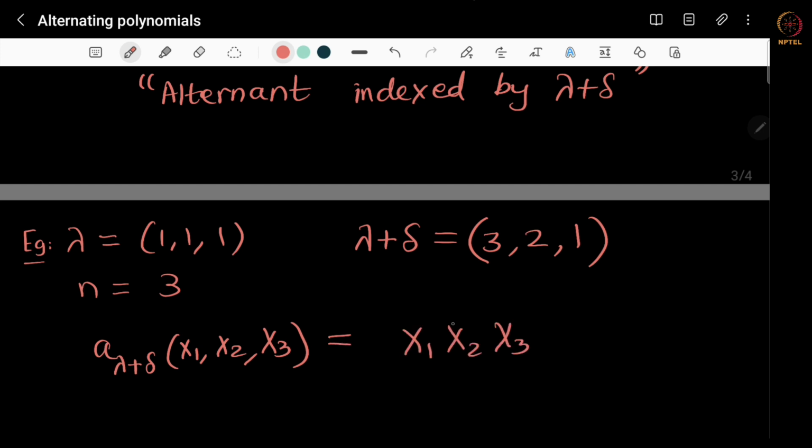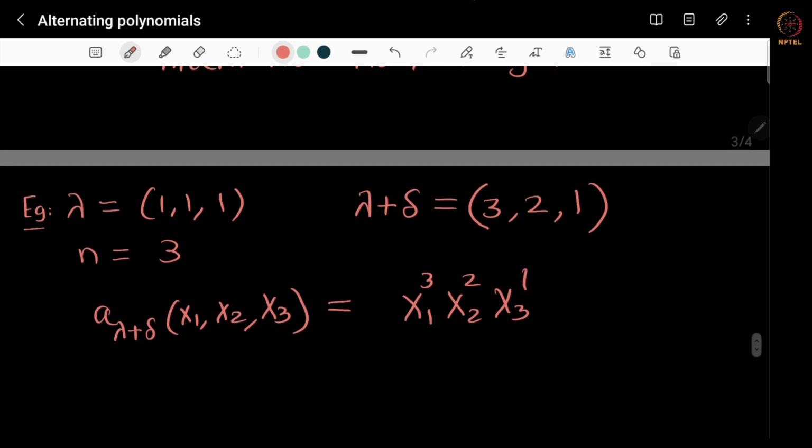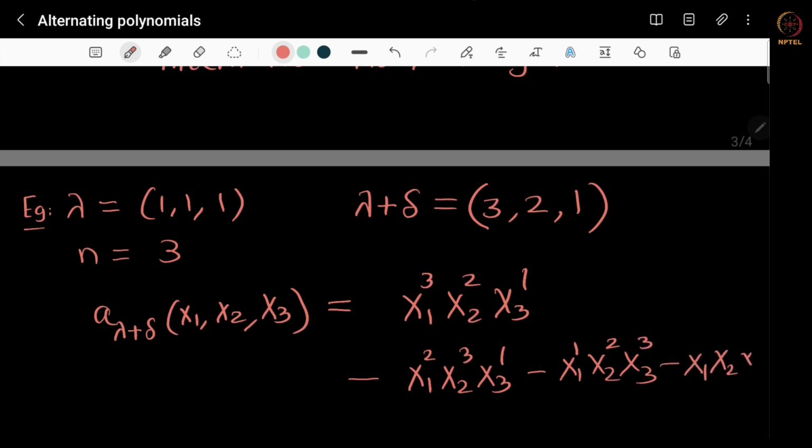Okay, so here's an example. Let's take lambda to be 1 1 1, with n equals 3 variables. So what is lambda plus delta? Delta in this case will be 0, 1 and 2, coming from the right. So it's 1, I add 1 to this and I add 2 to this. So this is lambda plus delta.